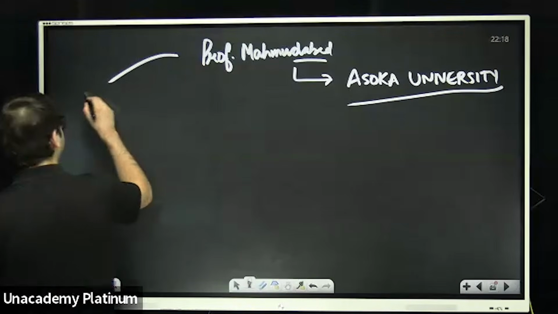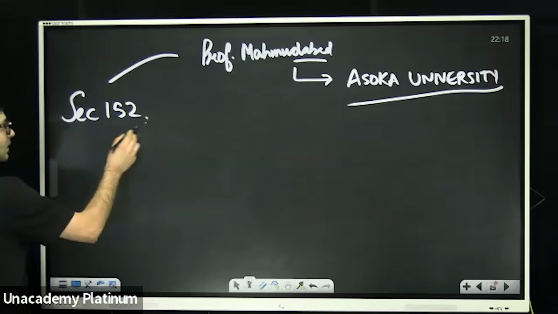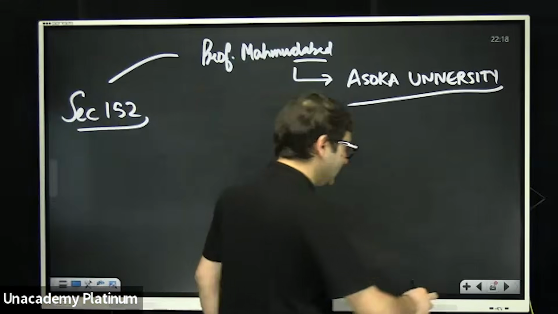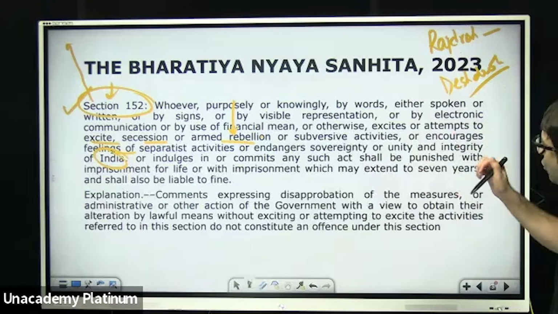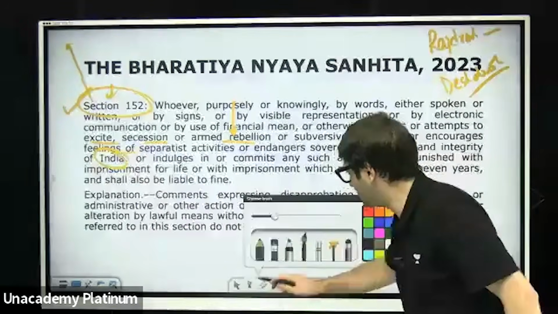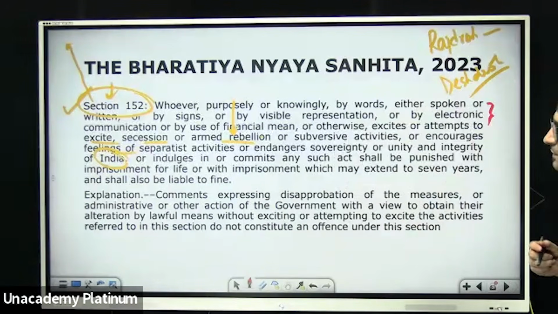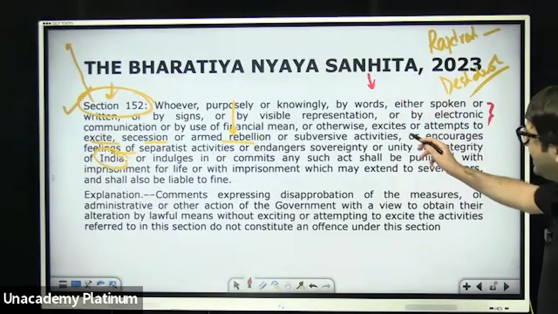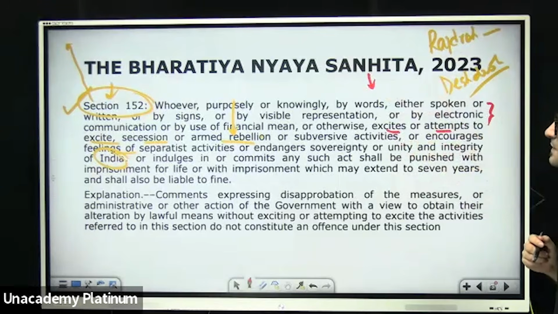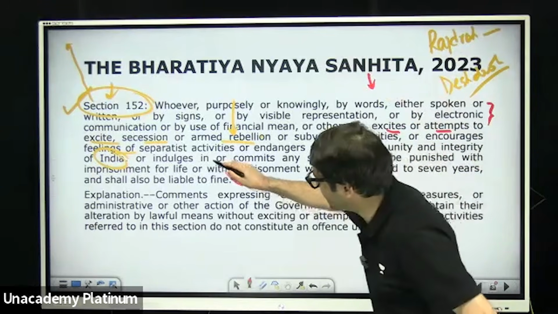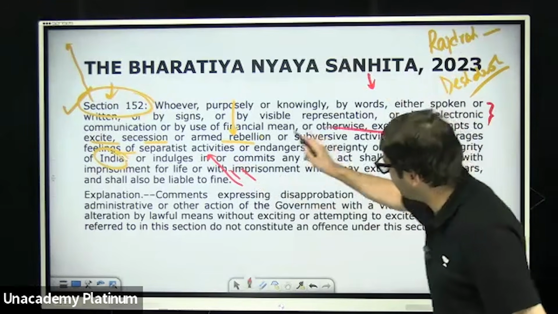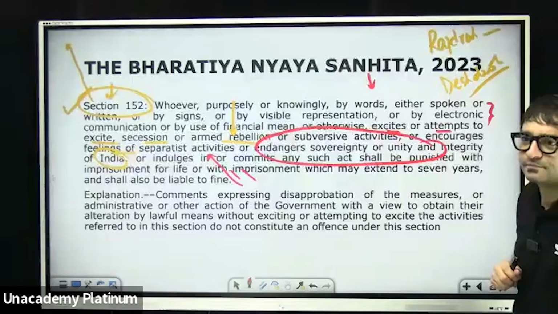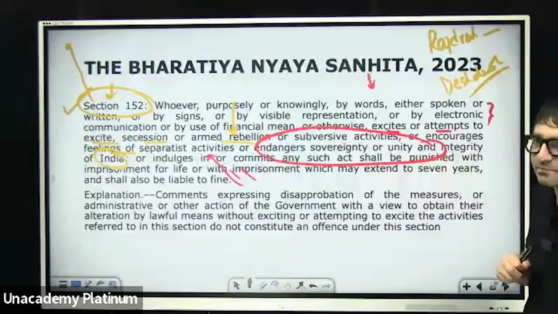And the Professor was arrested under section 152. Why? On the grounds that you are using electronic communication, which means he posted on his Facebook, used an electronic device. And through this, through these words, he is exciting or attempting to excite and encouraging separatist activities and endangering the sovereignty and integrity of India. And that is why he was arrested.